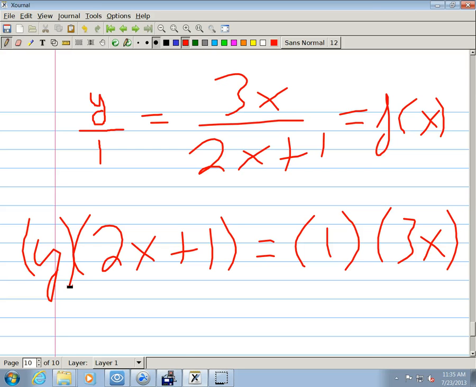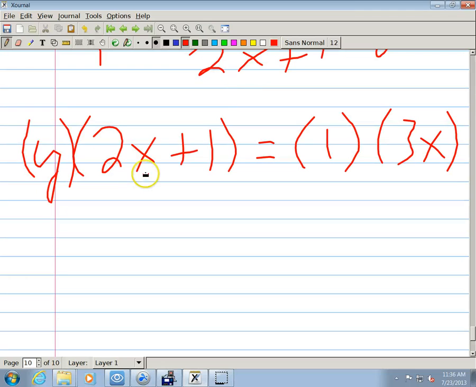Divide by 3? That's going to muddy the water. I wouldn't do that yet. No. What's your favorite D word? Distribute. What if I distribute?